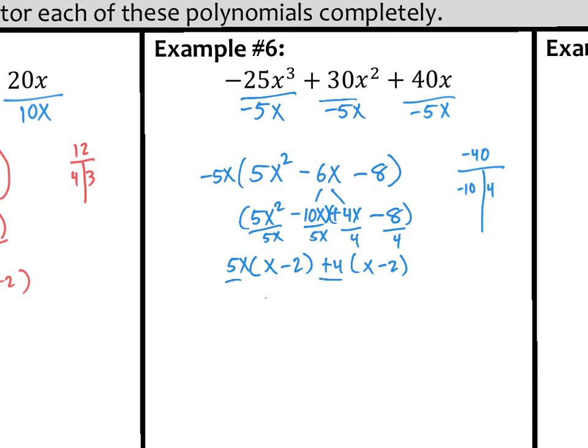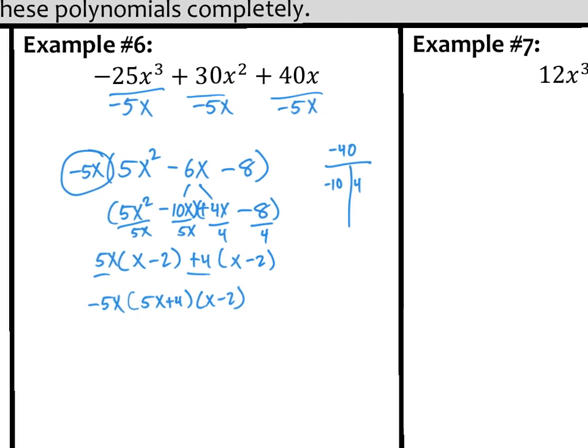5x plus 4 is one factor. x minus 2 is my other. And once again, I cannot forget about that negative 5x I factored out in the beginning, so I'm going to bring that down. And I'm done. Okay, number 7.